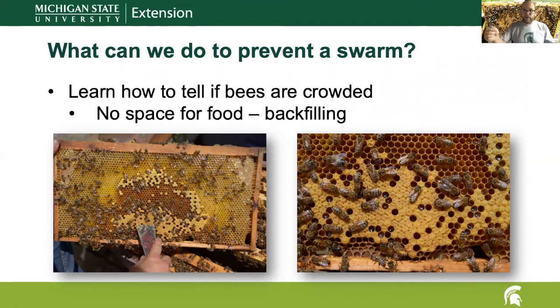So simply by bringing that frame a little bit closer, like we have in the second picture, you can clearly see that that is backfilling. That is not spotty brood. There's no place for the queen to lay an egg. How can it be spotty if there's no place for her to lay an egg?